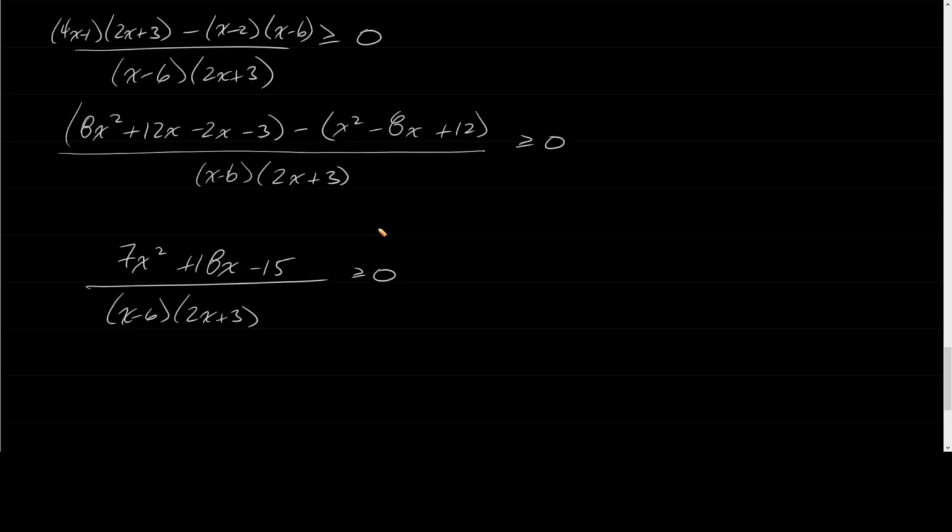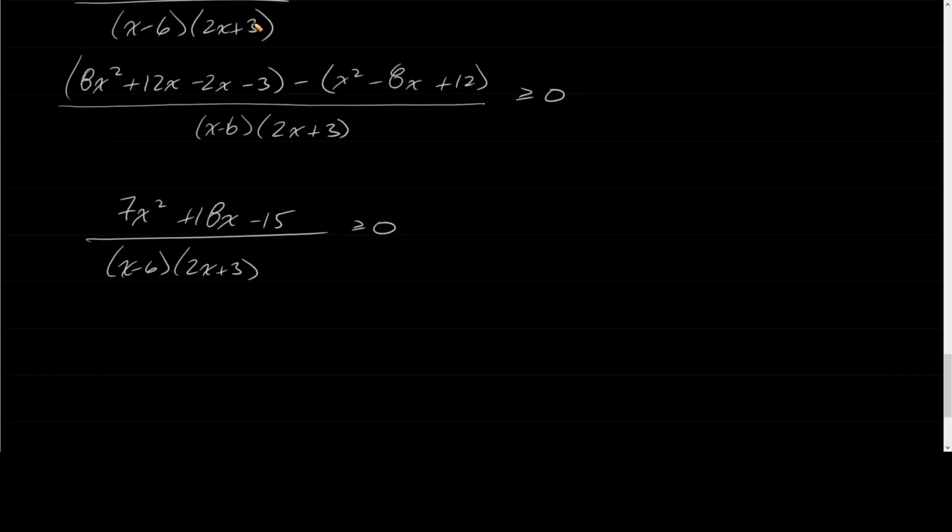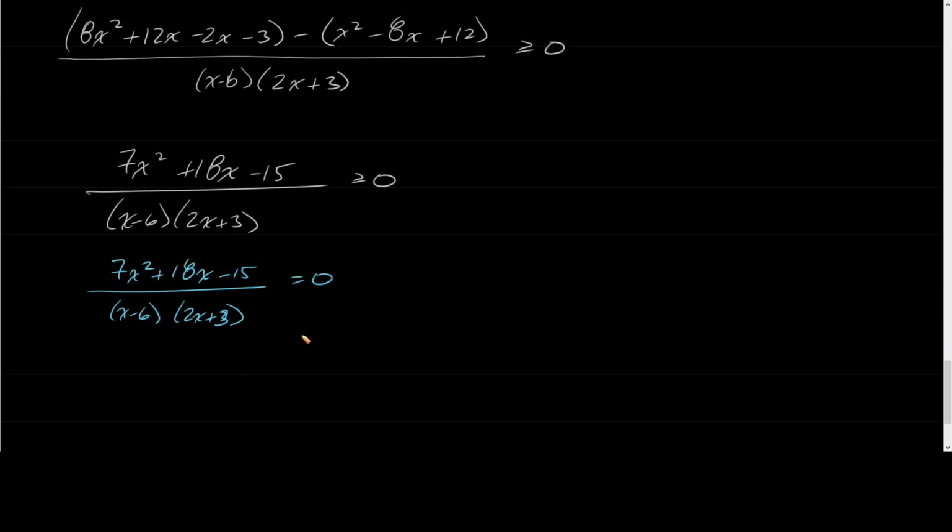at this point, we're going to say, well, we can treat this as if it were an equation, right? We're going to look at this as 7x squared plus 18x minus 15 over x minus 6 times 2x plus 3 equals 0. And then we're going to say, well, we have a fraction equaling 0. The only possible way for that to happen is if the numerator itself is equal to 0. And now we need to solve this.